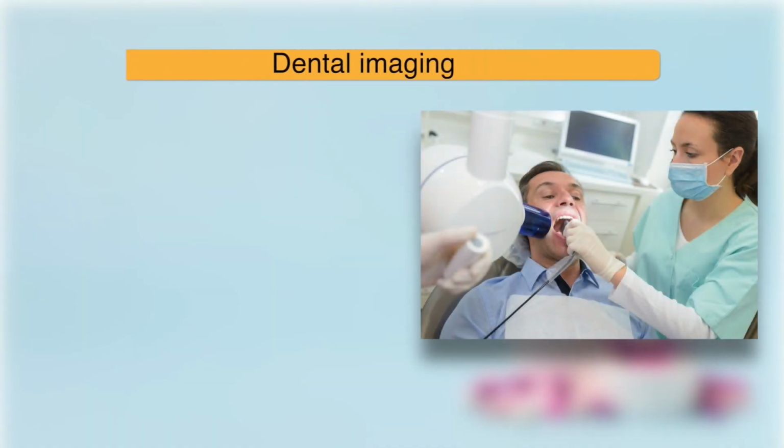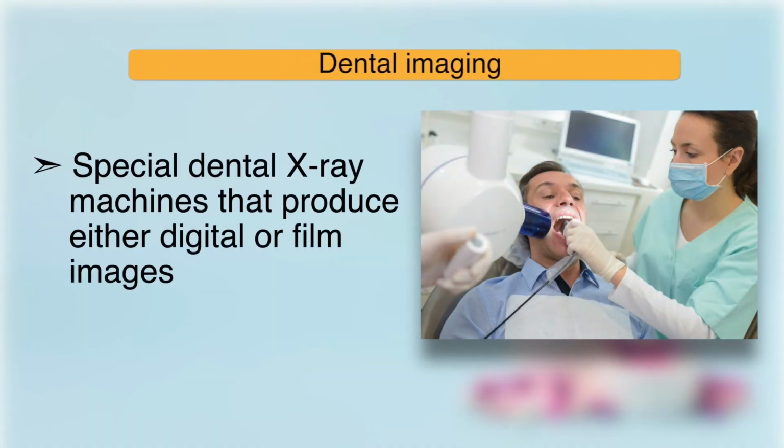And another equipment where radiation is emitted is dental imaging. They use special dental X-ray machines. They produce either digital or film images, and this is typically performed by dental doctors or dentists or dental officers.